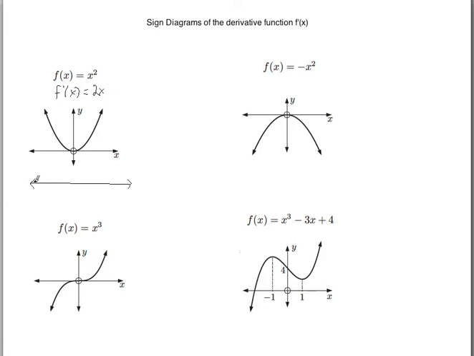I'm going to go ahead and create something called a sign diagram, and this is for the prime function, the derivative function. What is 2x? When is 2x equal to 0? At 0, right? At 0, you would expect to see 2x go to 0. So now on the sign diagram, this is called a critical value. This is like a local minimum, and I'm going to see what's happening on either side of that critical value.